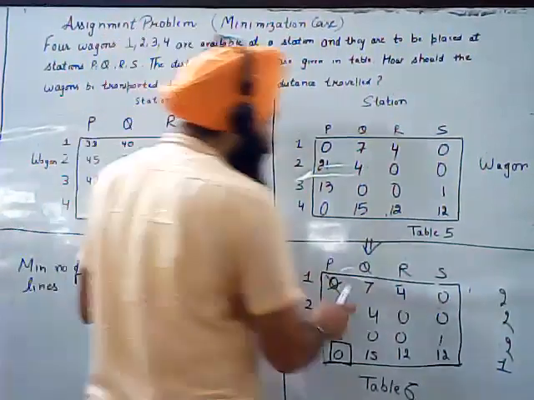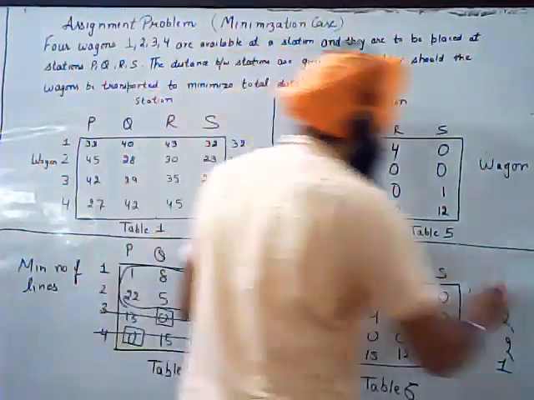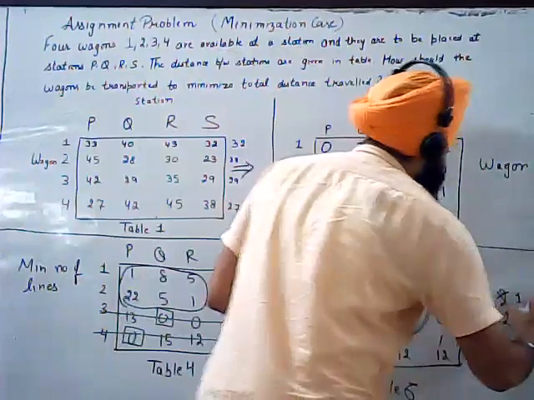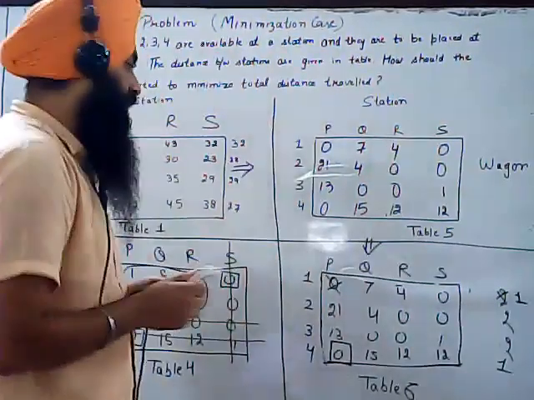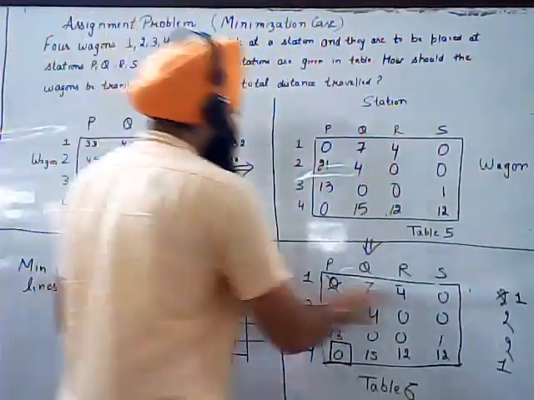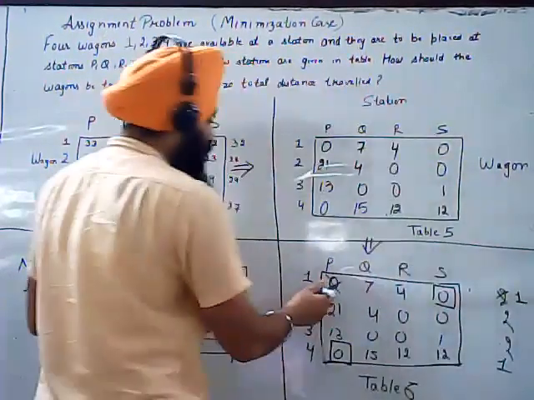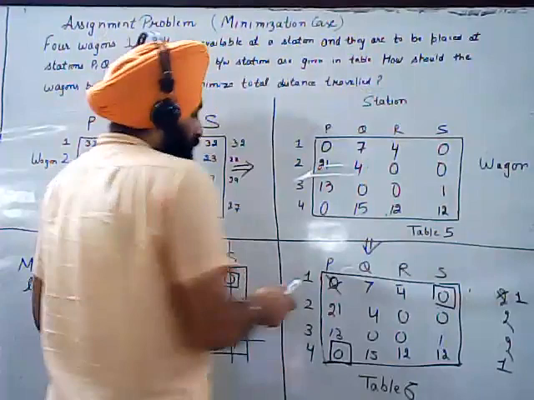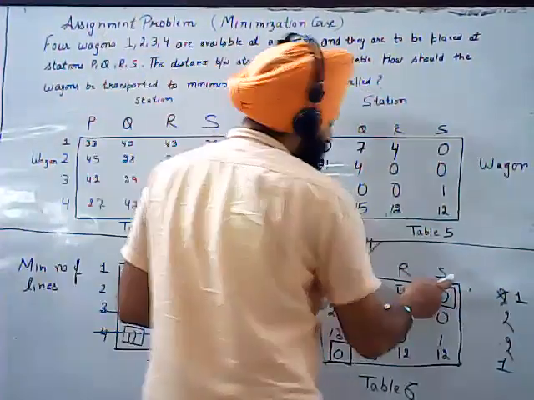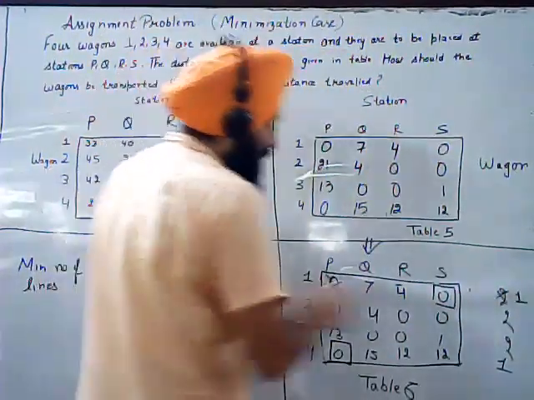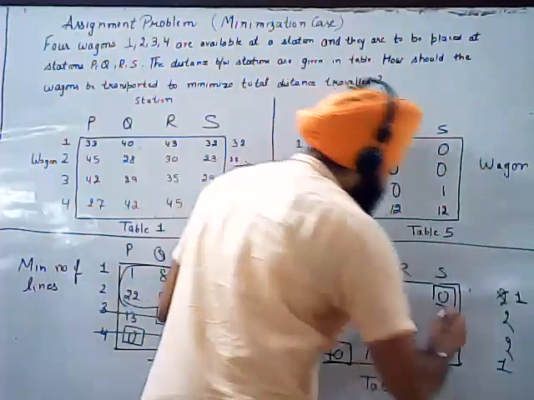Now we have 1 zero in row number 1. Initially we had 2 zeros in row number 1. Now we have a single 0 in row number 1. So this station will be assigned to wagon number 1. Wagon number 1 will be assigned to station S. Now there is another 0 in this column. This will be cancelled.